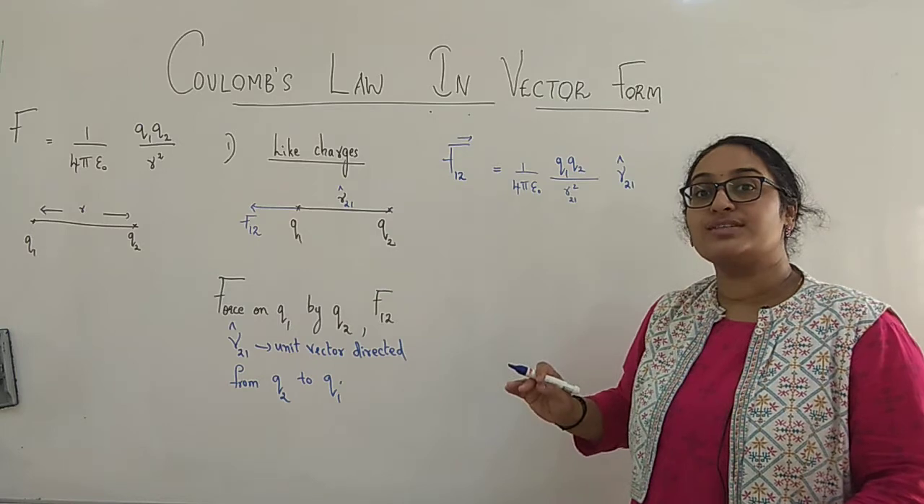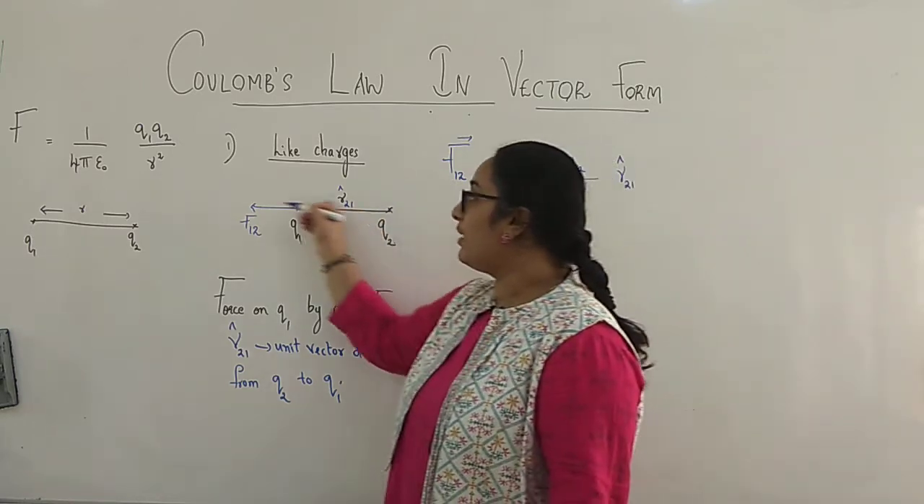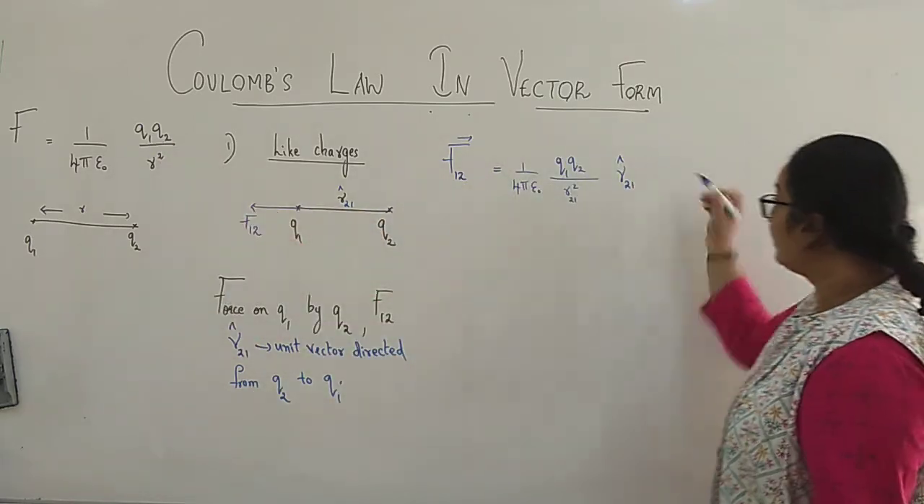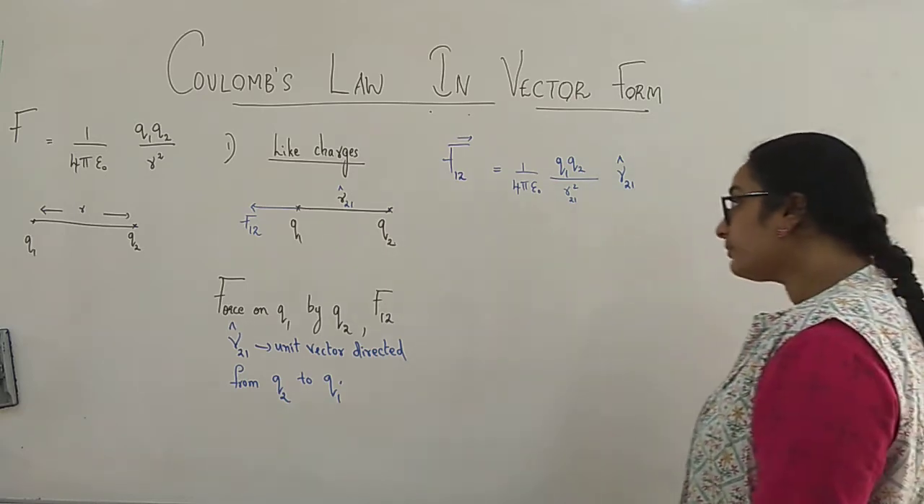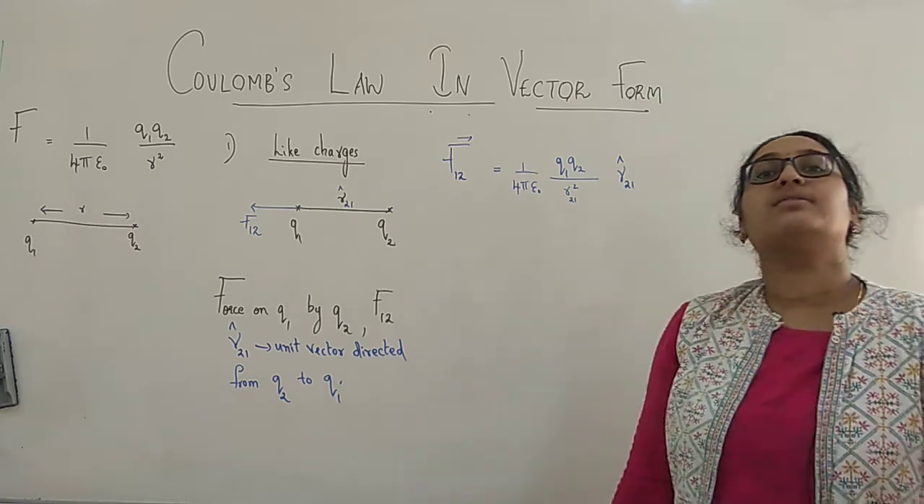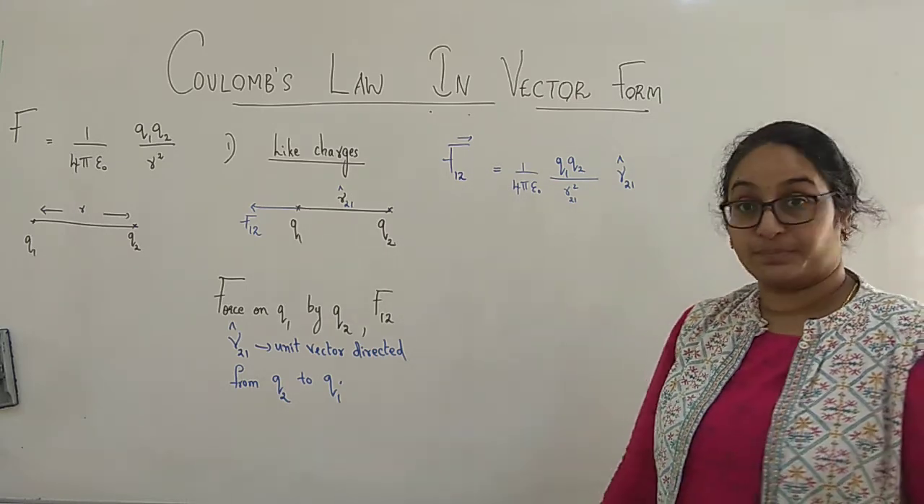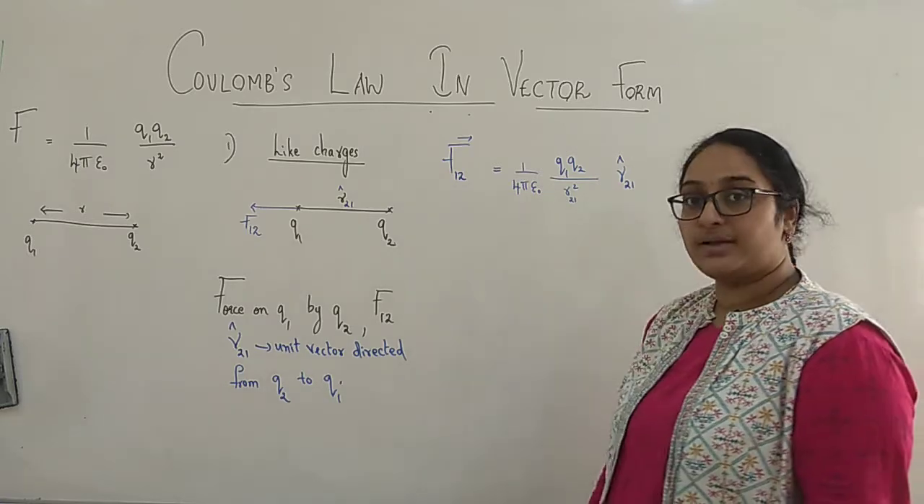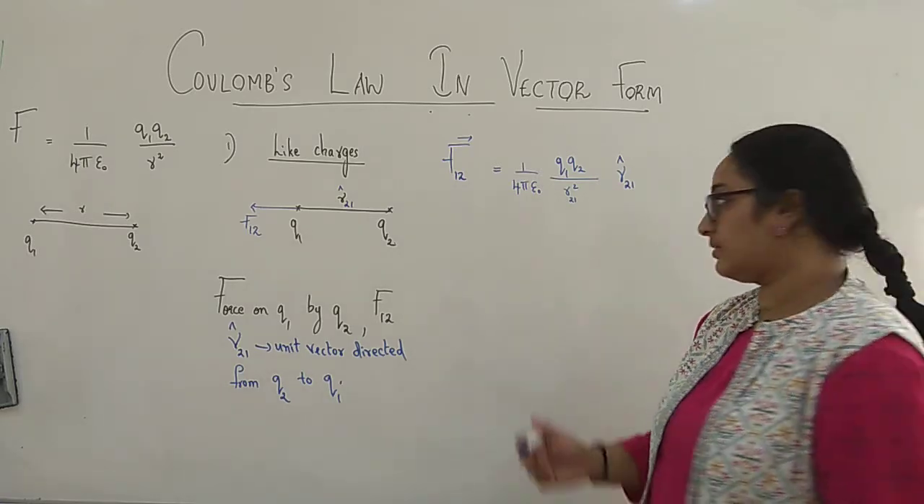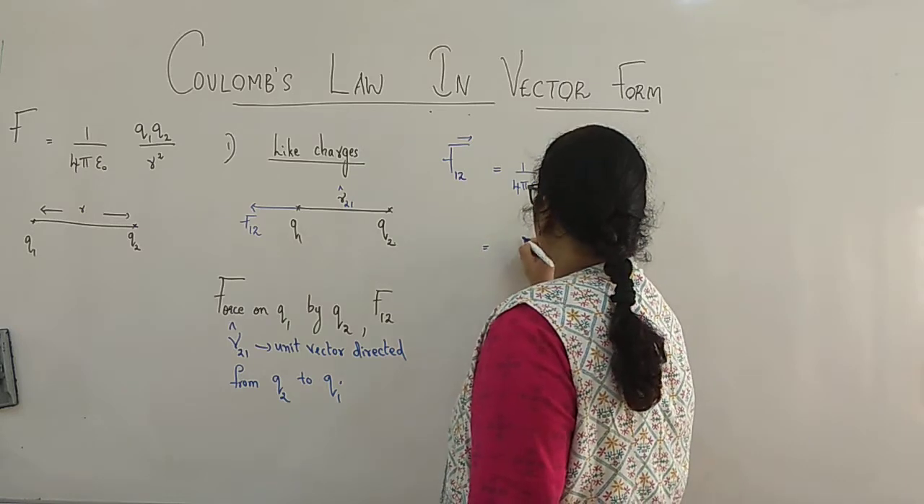So you know the force direction. Force direction is along R21 cap, the unit vector. Now, I can also write this in another form. R21 cap can be written in terms of the R21 vector. How do we write it?